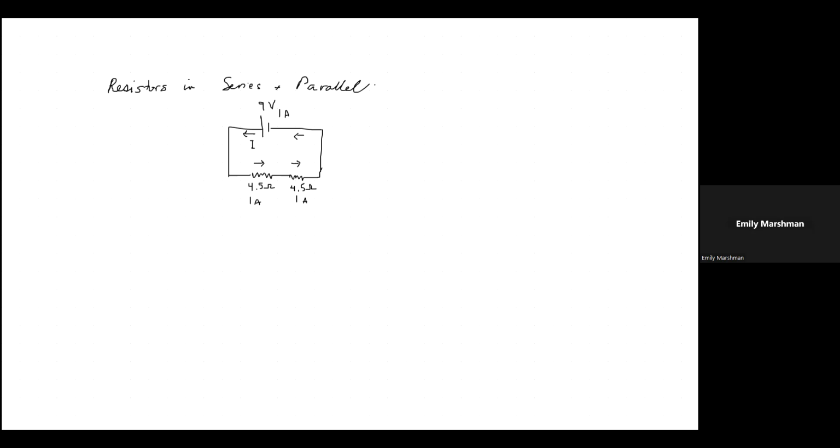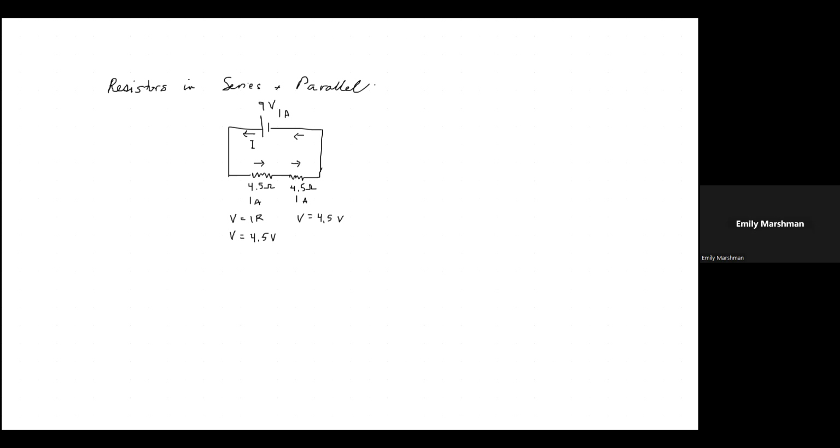I can use V equals IR for each individual one. And so that means that the voltage across this resistor will be 1 amp multiplied by 4.5 ohms. 4.5 volts drop across this one, and 4.5 volt drop across this one. That makes sense because remember, in a circuit, all of the potential increases from the battery have to be equal to all the potential drops across each thing in the circuit. This one is 4.5, this one is 4.5. It's a total of 9 volts.